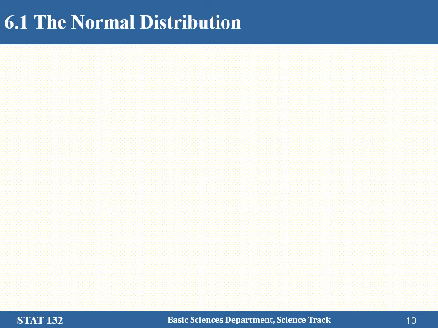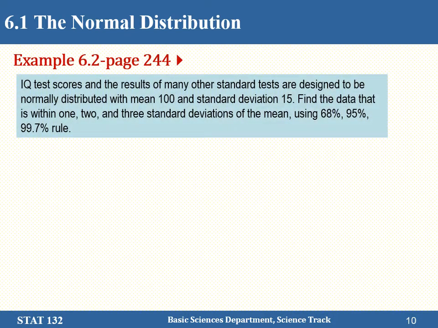Let's look at this example. Now, IQ test scores and the results of many other standard tests are designed to be normally distributed with mean 100 and standard deviation 15. Find the data that is within 1, 2, and 3 standard deviations of the mean using the 68%, 95%, and 99.7% rule.